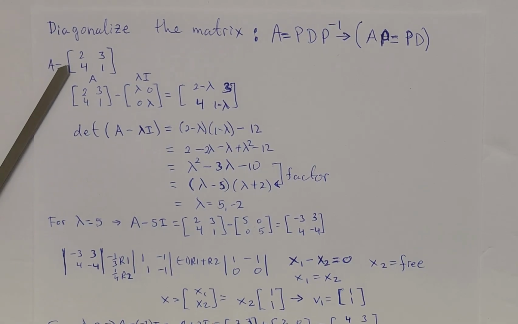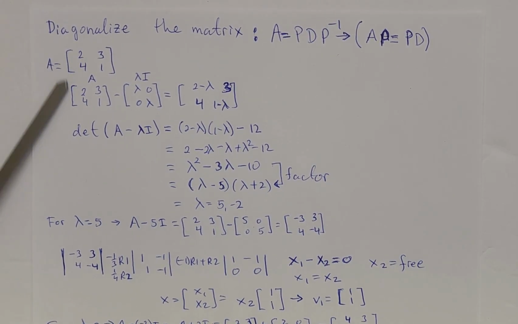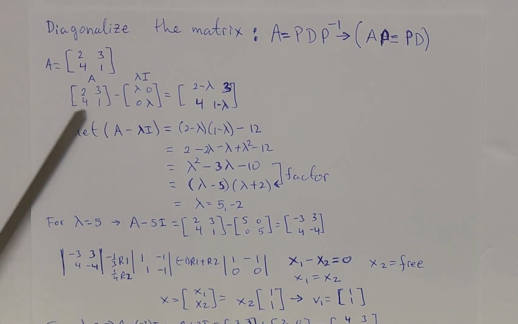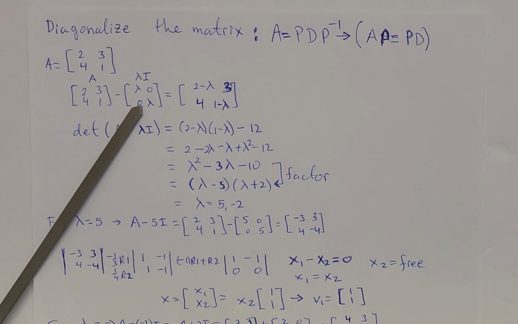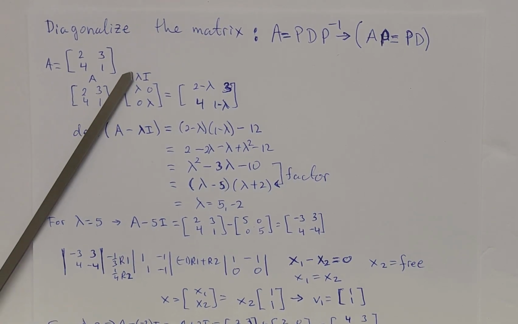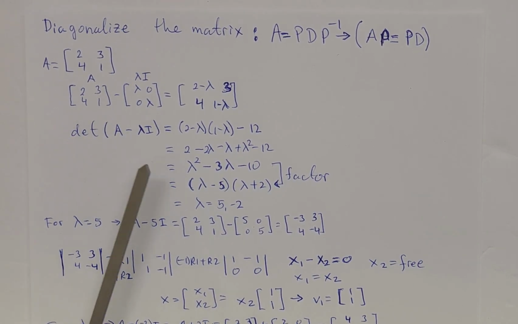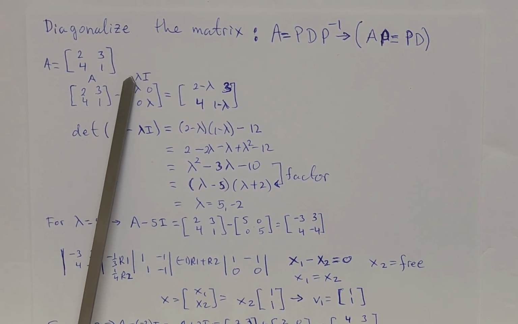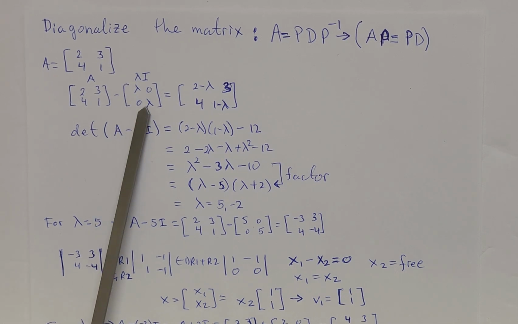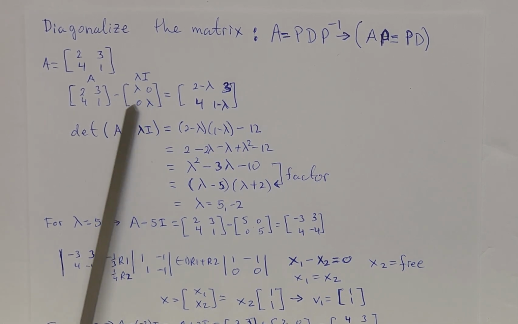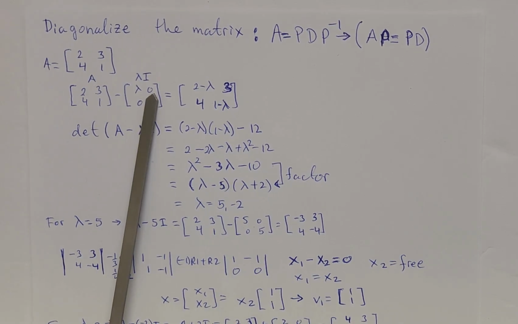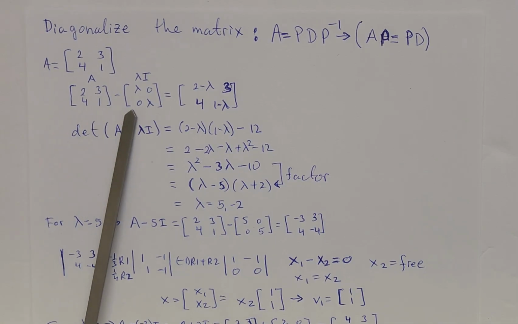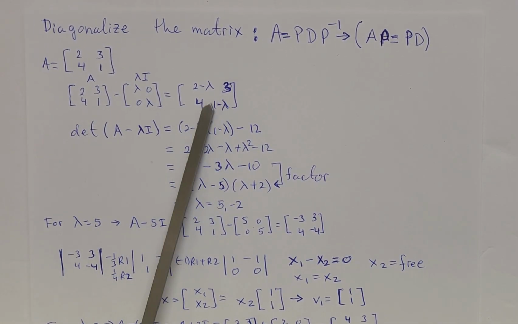So here I have a matrix A. Now I need this matrix A to subtract by lambda times the identity. Since this is a 2 by 2, you also have a 2 by 2 identity times lambda. So now we just have to multiply. This is my identity, 1 0 0 1. Multiply the lambda to this identity, so you have lambda 0, 0 lambda. Take the A, subtract from it. So 2 subtract lambda, 3 subtract 0, 4 subtract 0, 1 subtract lambda.